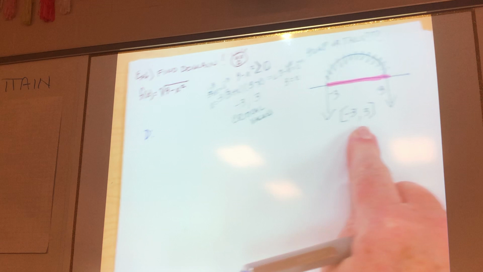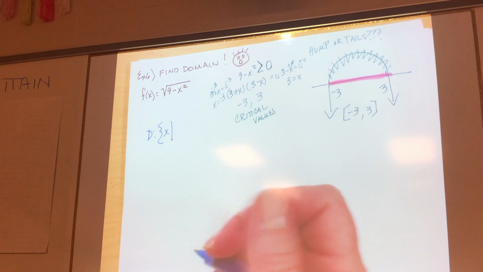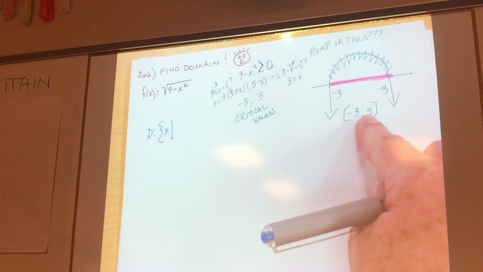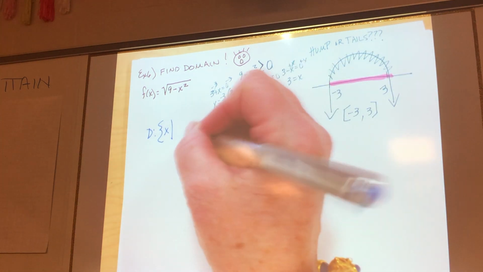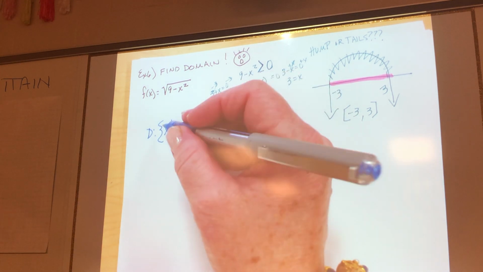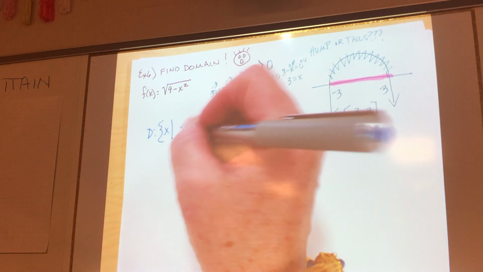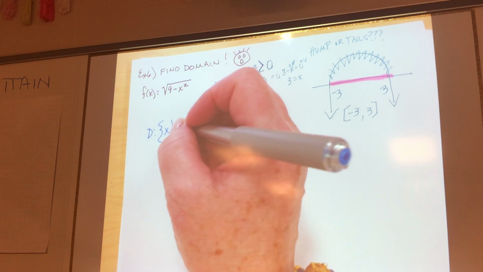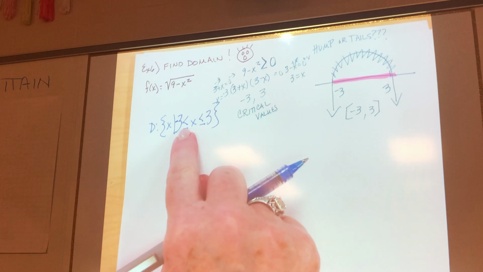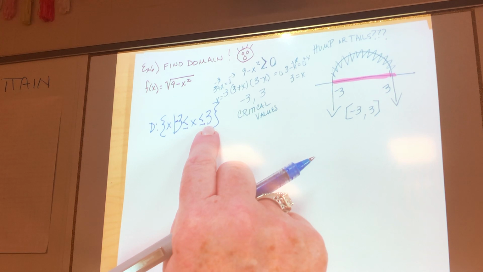So, let's write my domain. My domain is any x such that, do you agree it's all the x's between these two numbers? So I'm going to put my x in the middle. You always point your arrows in the same direction. I always point mine to the left, so that my small number is on the left and my large number is on the right. X is greater than or equal to -3 and less than or equal to +3.